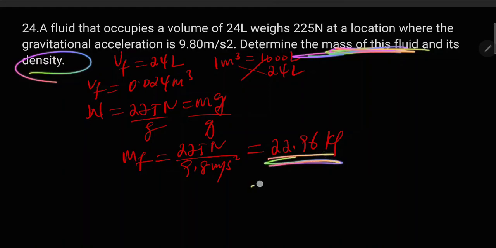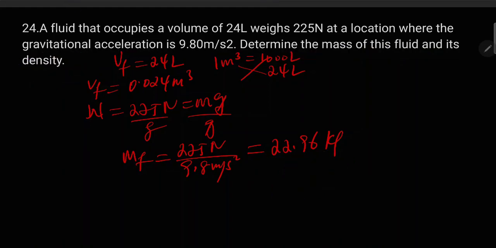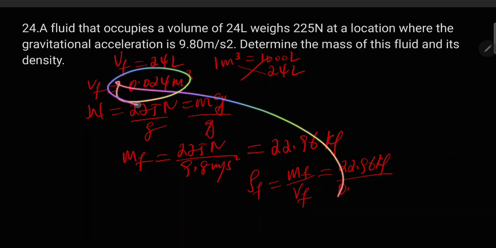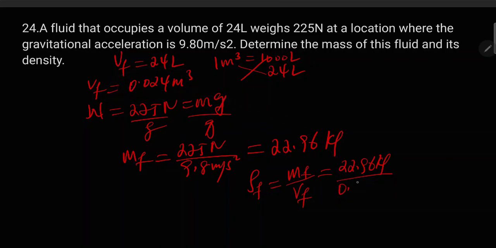Determine the mass of the fluid and its density. Density is mass over volume. So density of the fluid is equal to mass of the fluid over volume of the fluid. Mass is 22.96 kilograms over volume of the fluid, which is given, 0.024 meter cube, which is equal to 956.67 kilograms per meter cube.